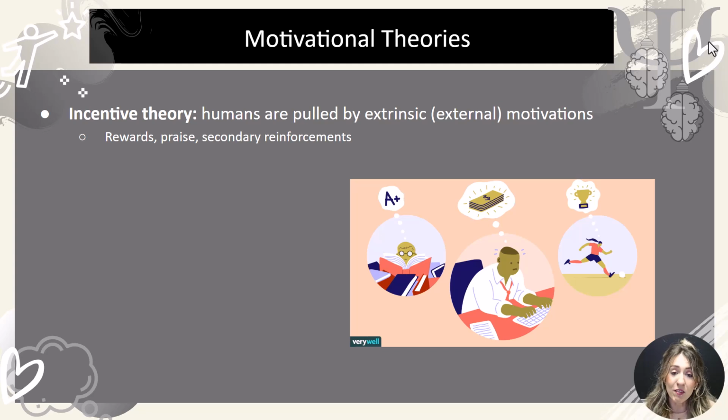The next environmental theory is incentive theory. Instead of talking about how humans are intrinsically motivated, this speaks to how humans are extrinsically motivated, so motivated by external motivations. Not necessarily what you want to do or what matters to you or what makes you feel good or valued like self-determination theory, but more like rewards, secondary reinforcements, money, praise, trophies, fame. How are we pulled by those external motivations to choose certain behaviors over others?